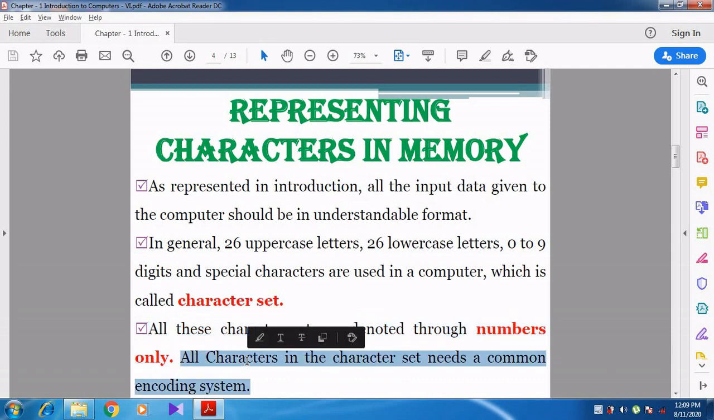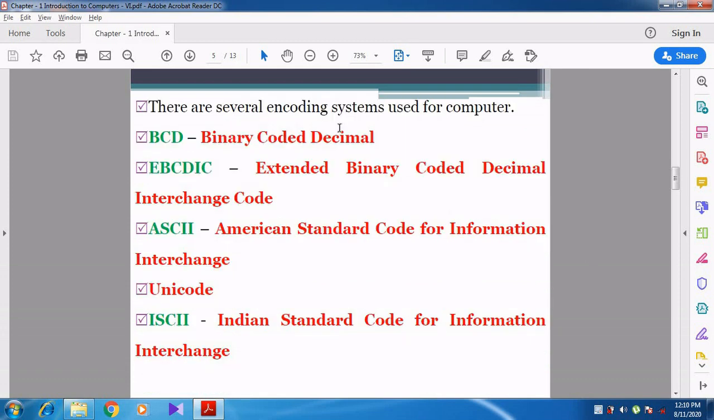So all the characters in the character set need a common encoding system. Each and every character should have a unique value. Each and every unique value should be converted to a binary number. So for that we are going to follow some coding system, an encoding system. There are different types of encodings, right? What are the different types of encoding systems? Let us see them one by one.